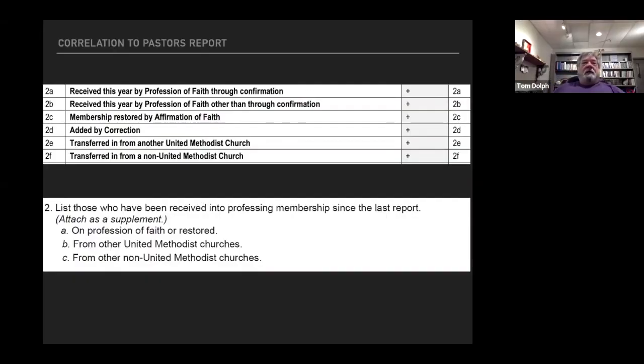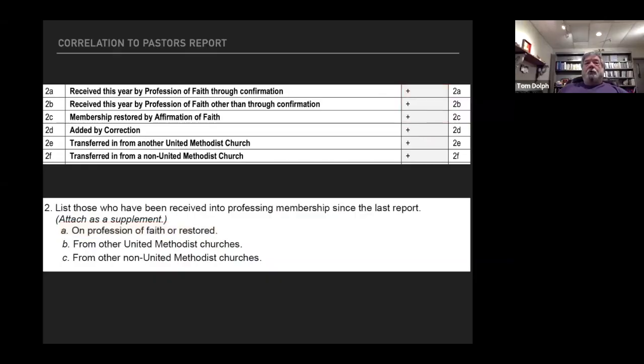So what you see here is an excerpt from Table 1 at the top and an excerpt from the pastor's membership report at the bottom. These three are received by profession of faith through confirmation, other than confirmation, and affirmation of faith. So if you have the number 4 in each of those, on the pastor's report under 2A, you actually need to list 12 names.